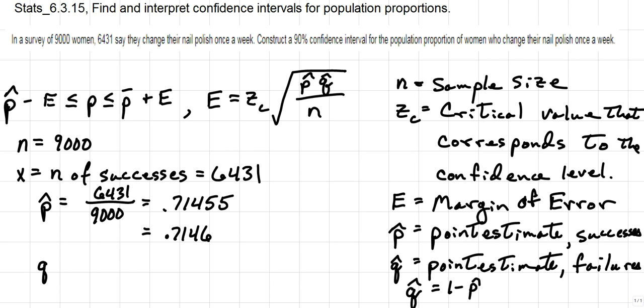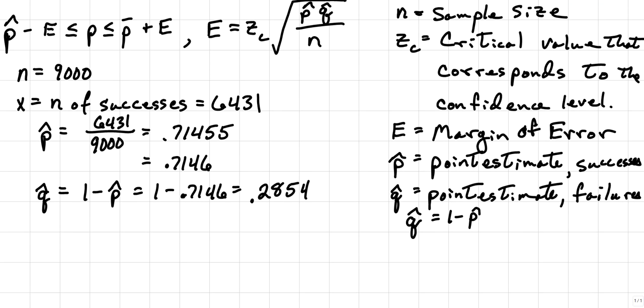Then we want to define Q hat, which will be equal to 1 minus P hat, which is equal to 1 minus 0.7146. And that will be equal to 0.2854. We also want to confirm that we can use the normal distribution, or that it can be approximated by the normal distribution.